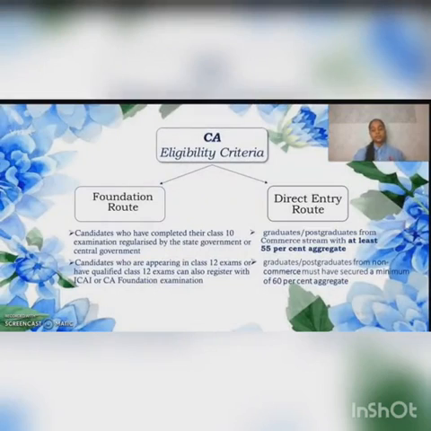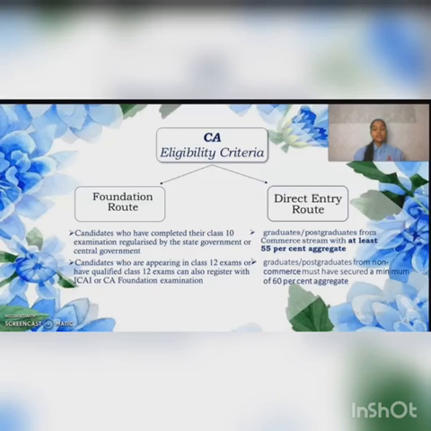Chartered Accountancy eligibility criteria. In order to become a CA, the candidate has to go through a process of training and clear exams at various levels, which is conducted by the Institute of Chartered Accountants of India (ICAI). Eligibility criteria for CA Foundation Group: candidates who have completed the 10th class or who are appearing for the 12th exam can apply for the same.